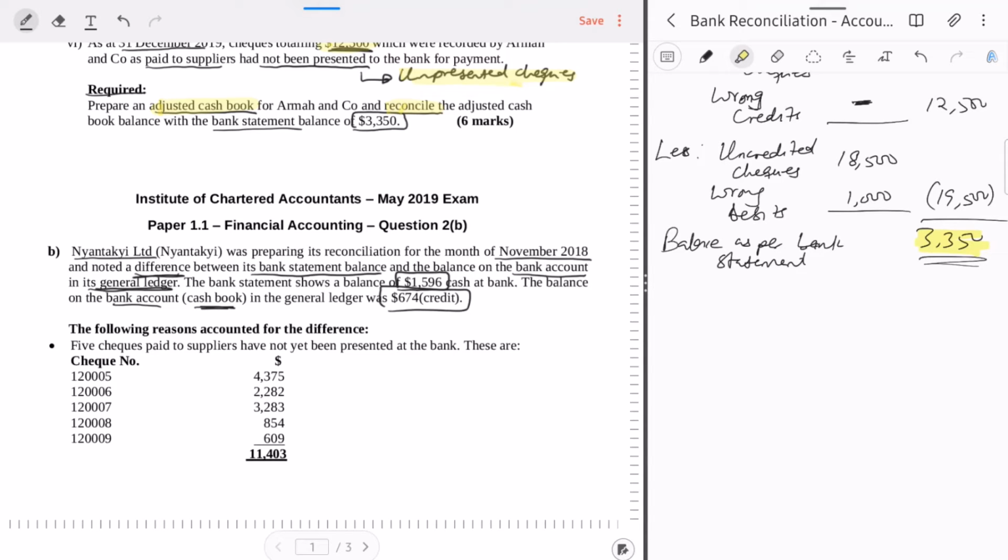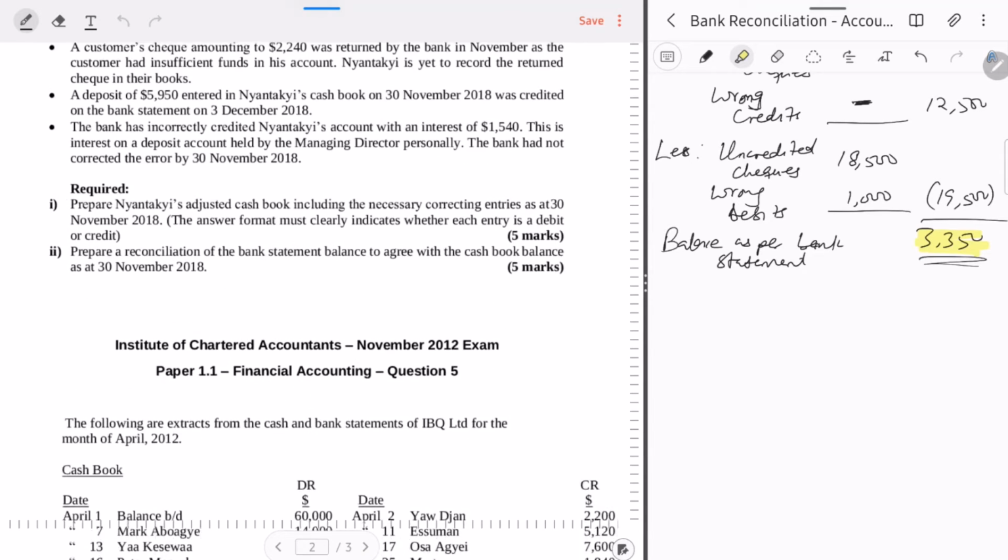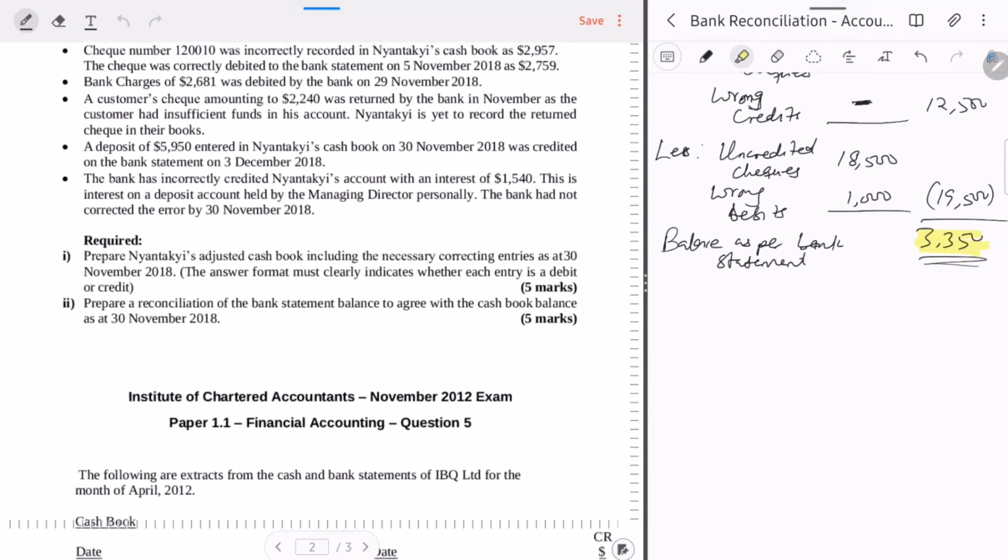Take note, bank is an asset. It should have a debit balance. If it has a credit balance like it has here, then it means that we have overdrawn, or our account is in red. If that is the case, let's continue. The following reasons accounted for the difference. So before we look at that, let's see the requirements. What are we required to do?